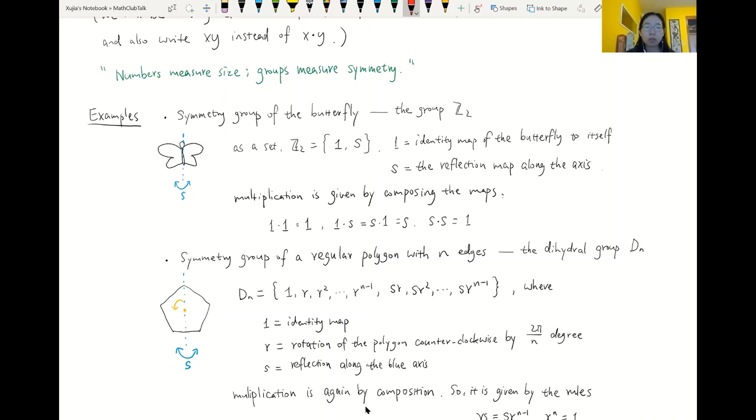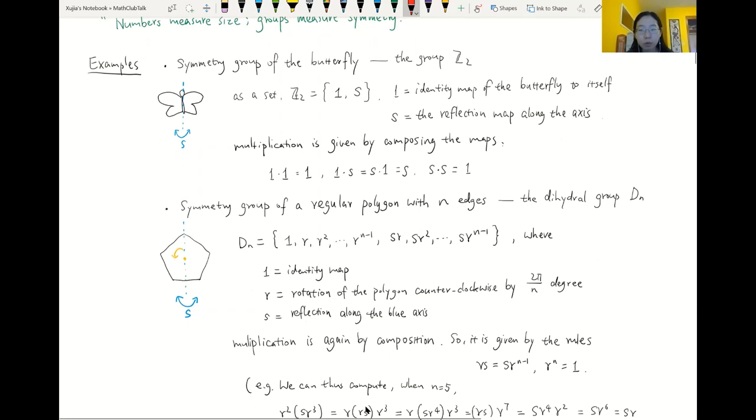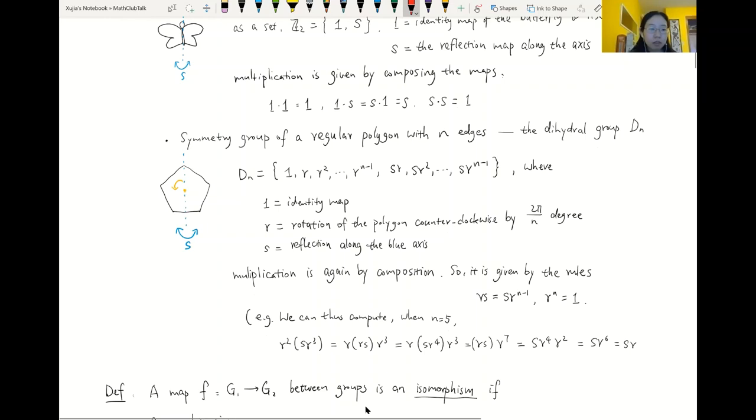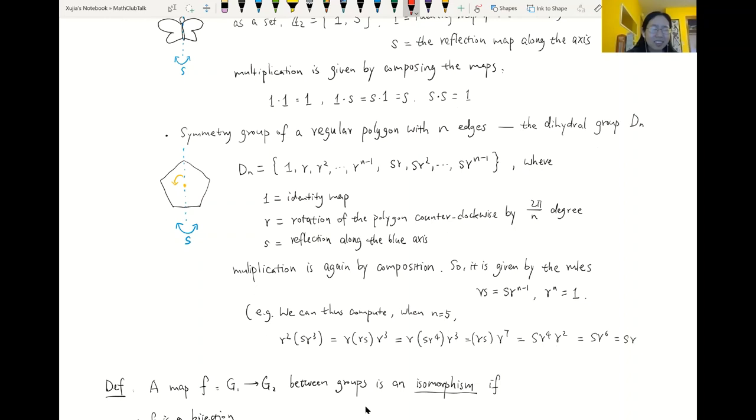Another example here is the dihedral group Dn, which is the symmetry group of a regular polygon with n edges. For example, I drew a pentagon here. We have this symmetry, which is rotation counterclockwise by 2 pi over n, the yellow arrow here. We also have the reflection along the blue axis. Both of these are maps from this regular polygon to itself, which preserve the shape of it. So they're both symmetries of it.